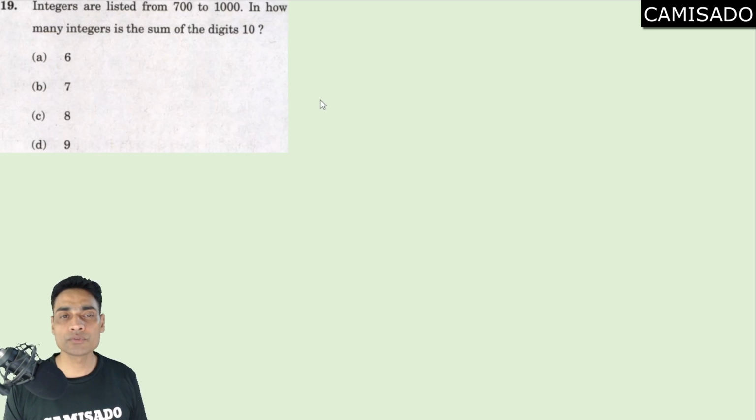Actually, we have to think about all the integers whose sum of digits is 10, and they should be greater than 700 and less than 1000. So first, when we take the series starting with 7, 7 plus 3 is 10, as you all know. So 712 and 721. Then again 703 and 730. So these are the numbers starting from 7 which give 10 as the sum of the digits.